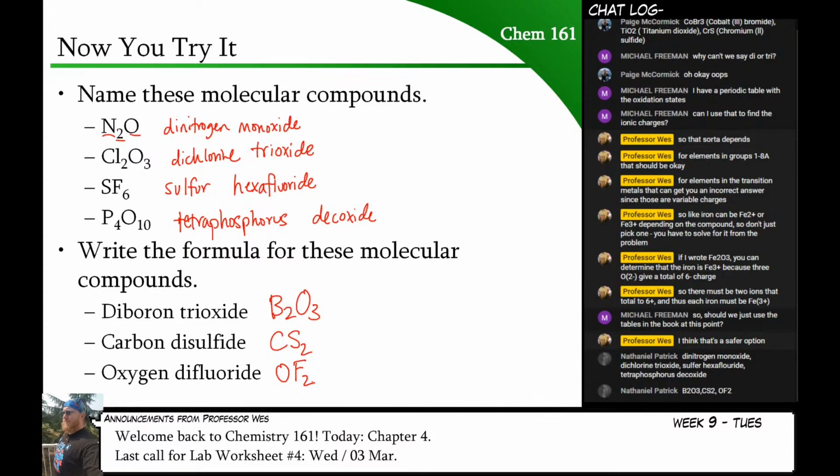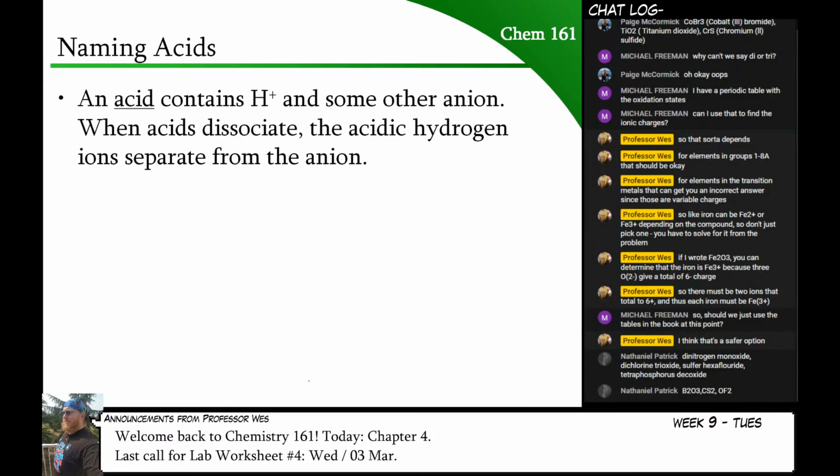Any questions, let me know in the chat. Let's do acids. How much time do we have for acids? I got about 10 minutes, so we could do that in 10 minutes. All right. What is an acid? An acid is hydrogen paired with some other thing that dissociates so that H plus is one of the things that comes off it.